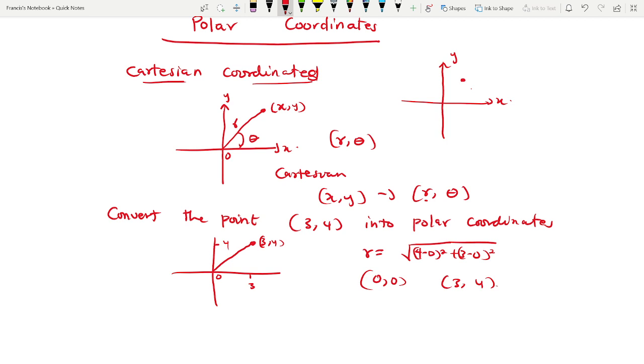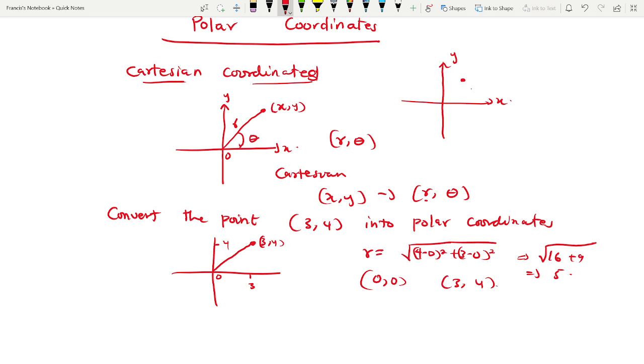To find the magnitude, I just take 3 minus 0 all squared, 4 minus 0 squared, and that is what I've done here. So what am I getting? The square root of 9 plus 16. That is going to give me root of 25, which is 5.